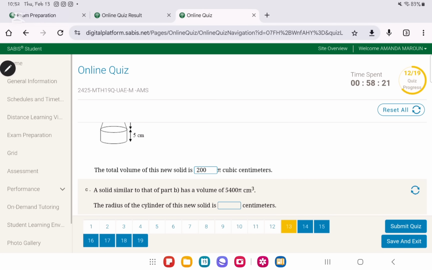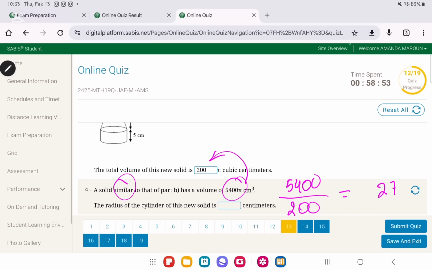Now here is where we use the similarity theorem. A solid similar to that of part B has a volume of 5,400 pi centimeters cubed. The radius of the cylinder of this new solid is, they need us to find it very simply. We said similar. The similarity rule is that you take the new volume, put it over the old volume, and you get an answer which is 27.